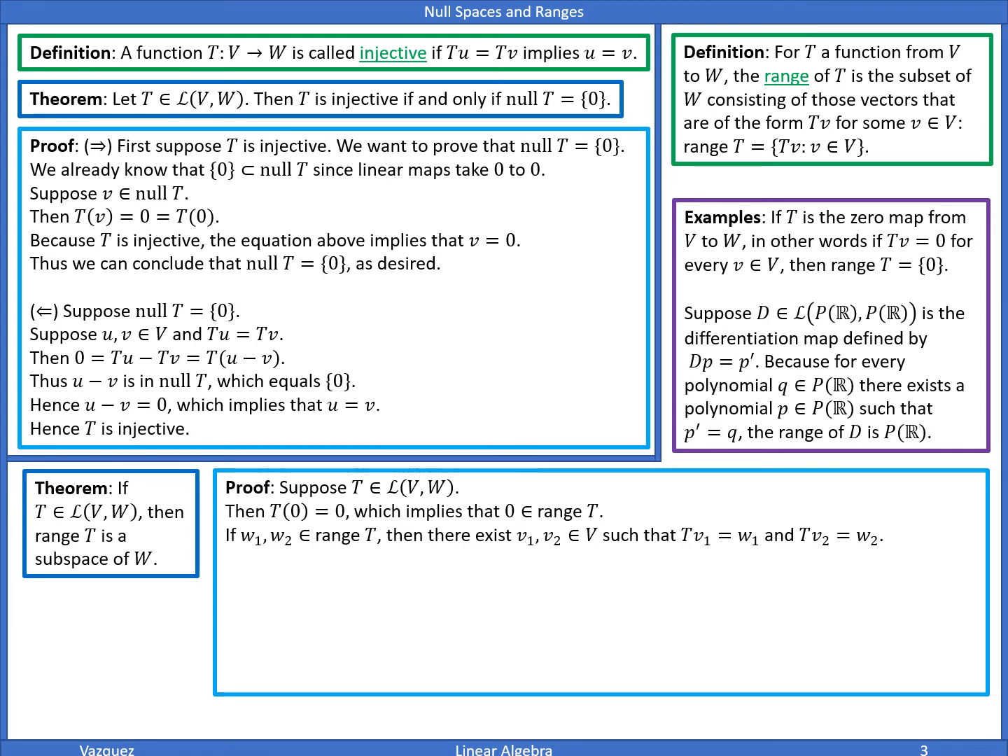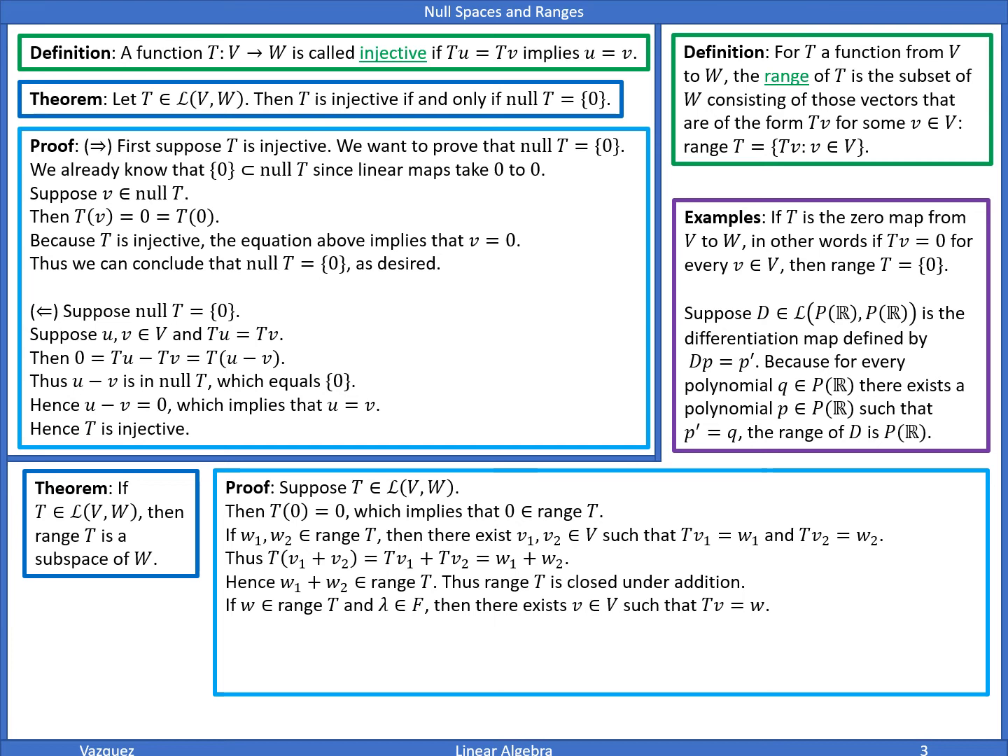Well, if w1 and w2 are in the range of T, then there exist v1 and v2 in V such that the images of v1 and v2 are w1 and w2. Well then, using additivity again, T of v1 plus v2 is equal to T of v1 plus T of v2, which is just equal to w1 plus w2. Therefore, w1 plus w2 is also in the range of T, so the range of T is closed under addition.